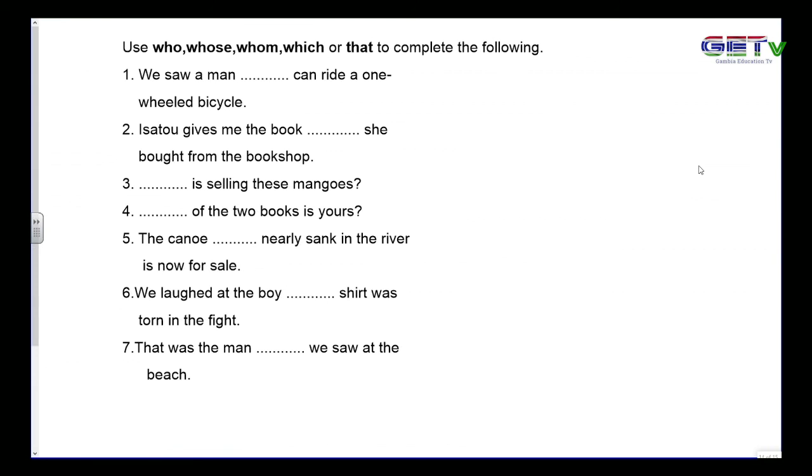And we move to number 4. That of the 2 books is yours. What can we use here? Which of the relative pronouns? We take which. Which of the 2 books is yours? And 5.